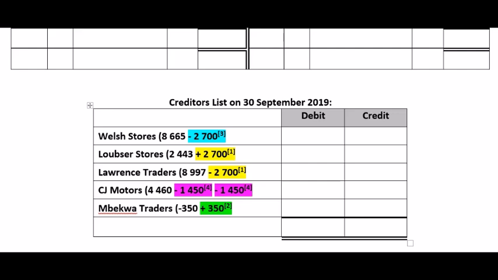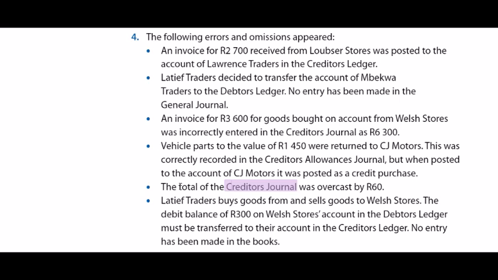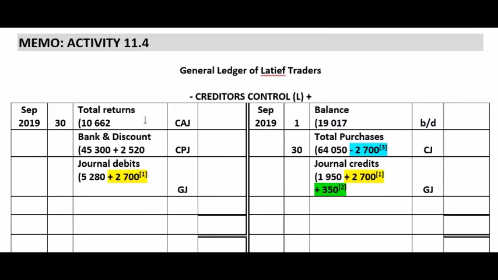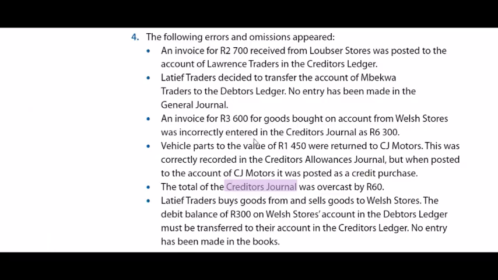Okay, remember that. Then the adjustment entry number 5 is the one that I posted on Google Classroom, which had an error on it. It says the total of the CJ, but it shouldn't be CJ, it should be CAJ. So the total of the CAJ was overcast by 60 Rand. And if there's a problem with the journal total, it won't affect the list, it will only affect the control account. So in your control account, remember I said it shouldn't be CJ, it should be CAJ. You have to subtract 60 Rand because the total was overstated. Won't affect the list.